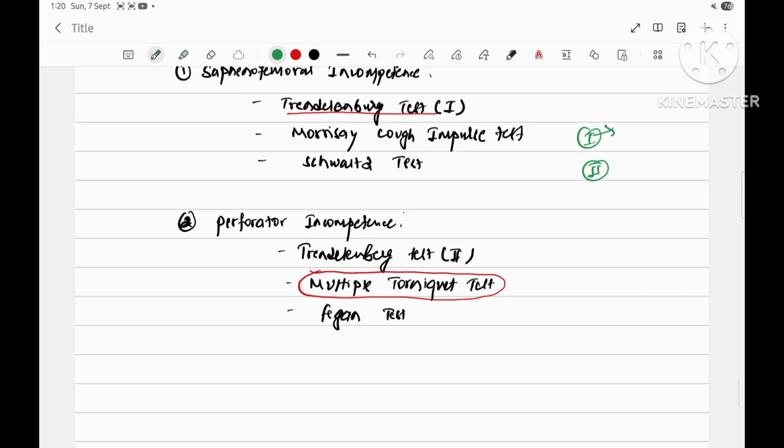In the case of the Morrissey cough impulse test, I again ask the patient to lie down, I elevate his leg and empty the vein. Then I press the saphenofemoral junction with the thumb. Then I ask the patient to cough. If during coughing there is an expansile impulse at my thumb, it means that there is saphenofemoral incompetence. In this way, Morrissey's cough impulse test is done.